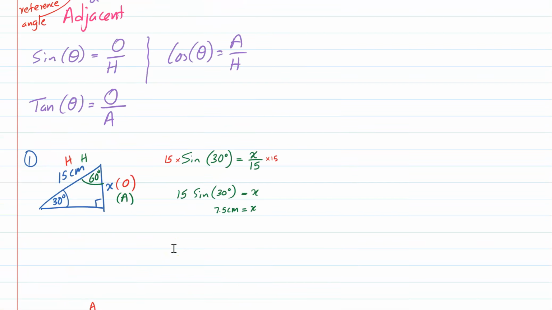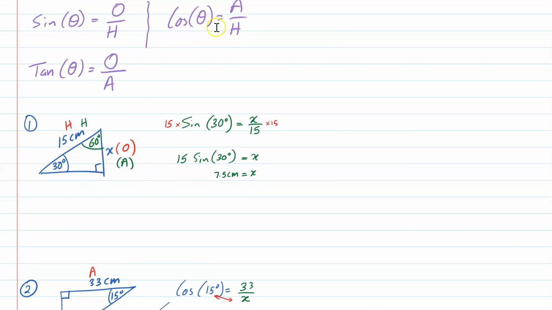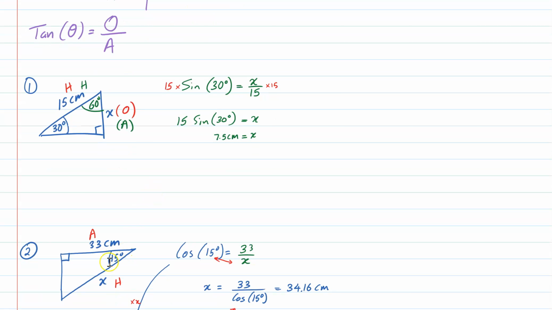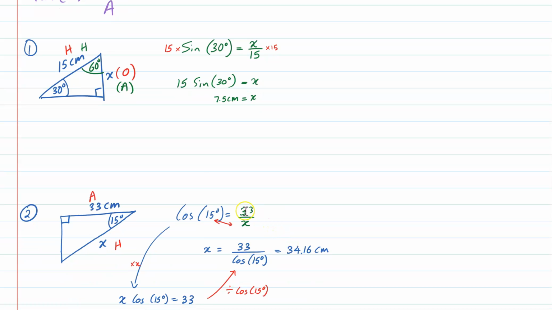So what rule would I use? In this case, it will be cosine, adjacent with hypotenuse. So cos theta, in this case cos 15, is equal to adjacent, which is 33, over hypotenuse, which is x, obviously to be found. I encourage you to use the calculator from this time onward. You simply solve for x and you will yield the answer 34.16 centimeters.